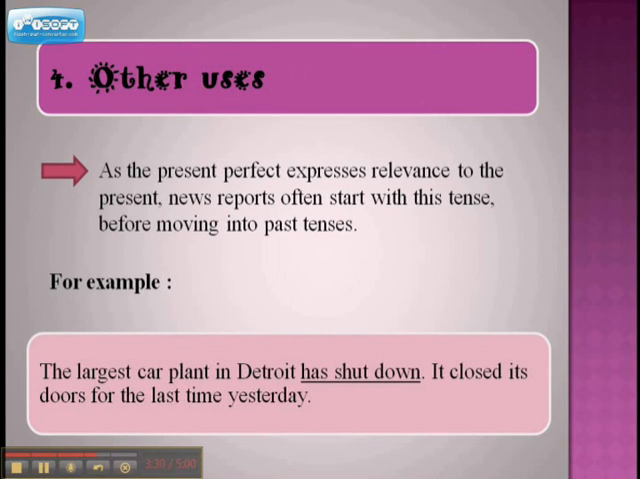And we have the other uses. So as the present perfect expresses relevance to the present, news reports often start with this tense before moving into past tenses. For example, The largest car plant in Detroit has shut down. It closed its doors for the last time yesterday.